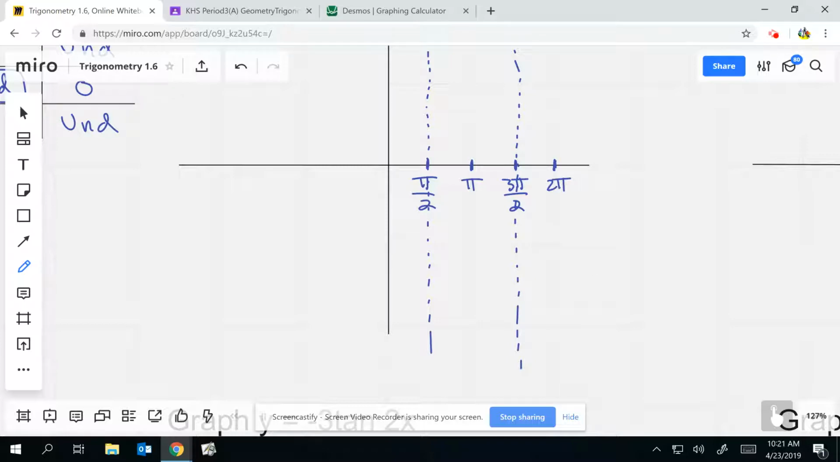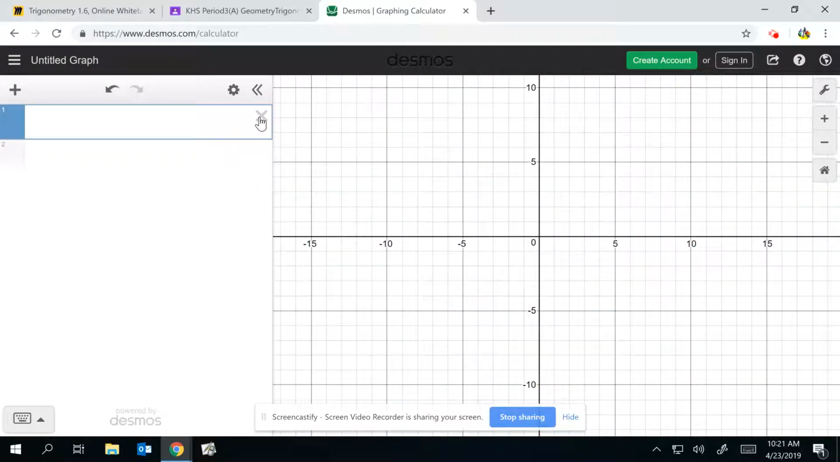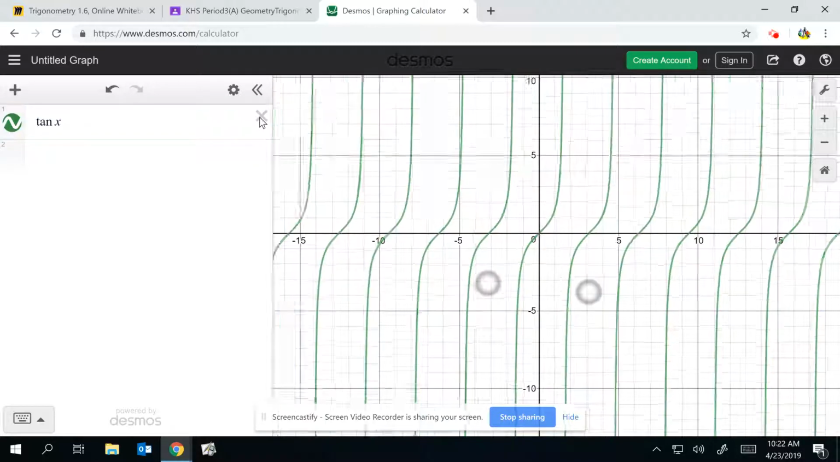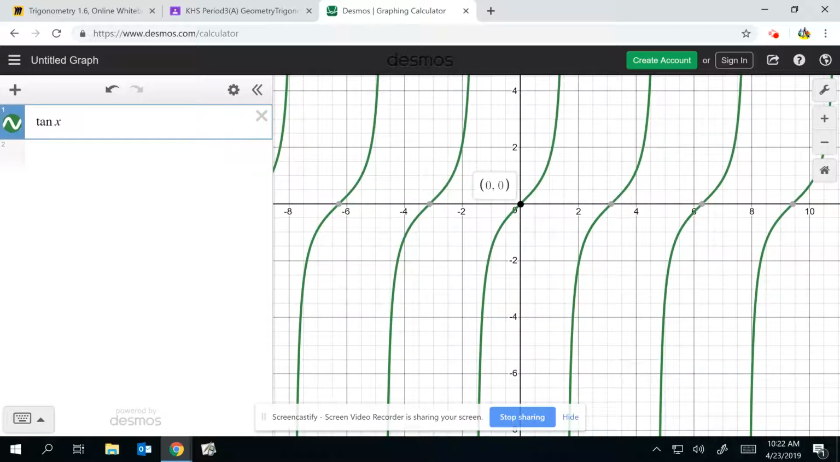Well, let me show you on Desmos really quick. I want to show you what tangent x looks like. Tan x. There it is. It's not a continuous curve because there's dotted lines that you can't see on this graph right now. If you look, you've got 0, 0 right here. Okay, you've also got this point, which is pi, 0.